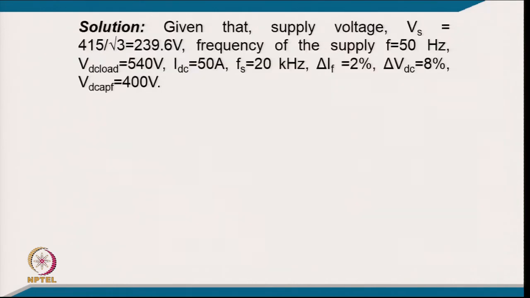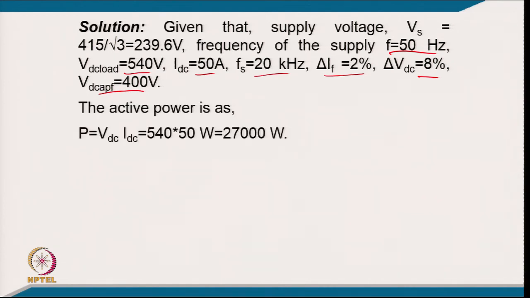So, it comes like this with the solution part. Given that the supply voltage Vs equals 415 by root 3, which is 239.6 volt, the frequency of supply is 50 hertz, the DC load voltage is 540 volt and the DC load current is 50 ampere, the switching frequency is 20 kilohertz, the ripple current is 2% and the deviation in DC link voltage is 8%, and the DC link capacitor voltage of the active filter is 400 volt.